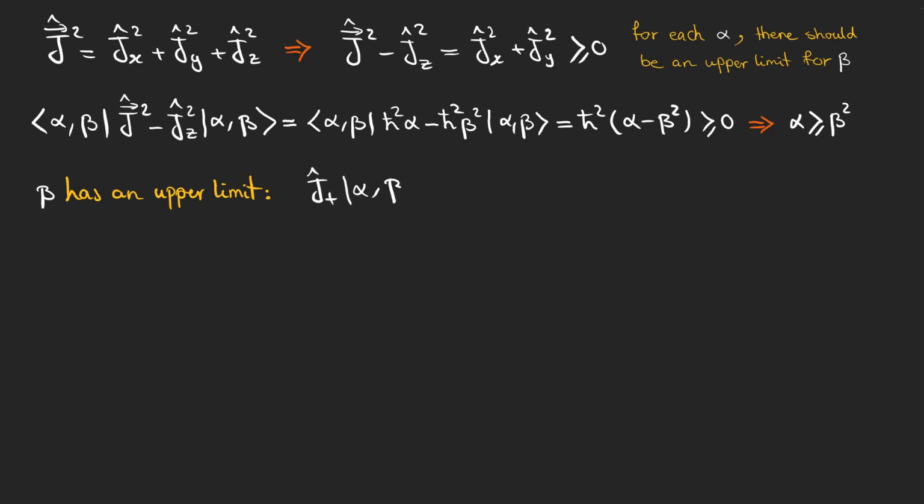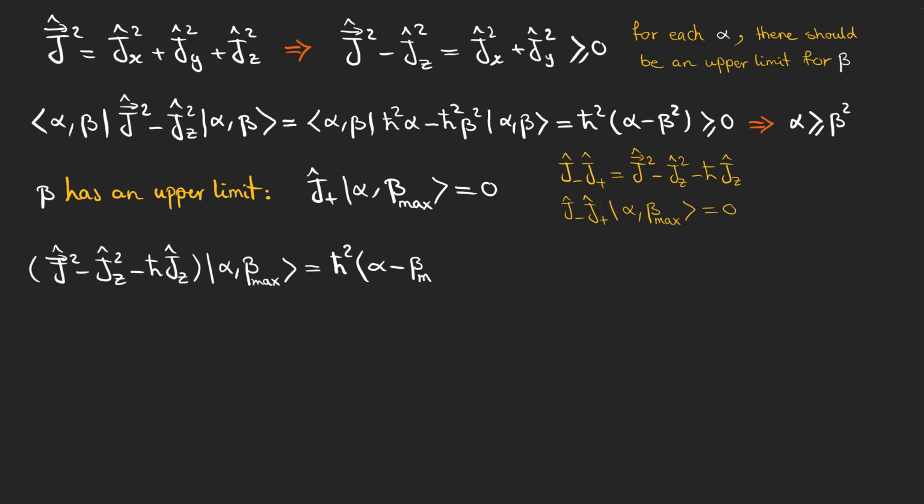So if we act J+, which is the raising operator, on |α, β_max⟩, it should be 0. This operator doesn't give us a lot of information. So instead of that, we use J−J+, which is this expression, and we know the eigenvalues of J², Jz², and Jz over |α, β⟩. So we use this one instead of J+. Let's use this operator and write it like this, and it will give us this expression, and we can find α to be β_max(β_max + 1).